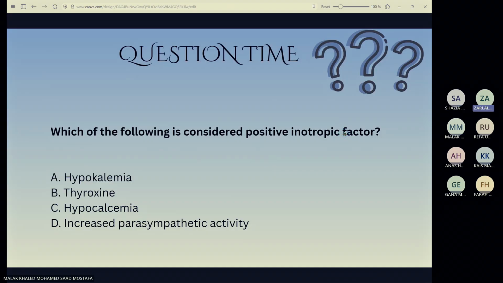Okay, so which of the following is considered a positive inotropic agent or factor? Okay, it is B. It's thyroxine. Yes. Okay. Next one, please.